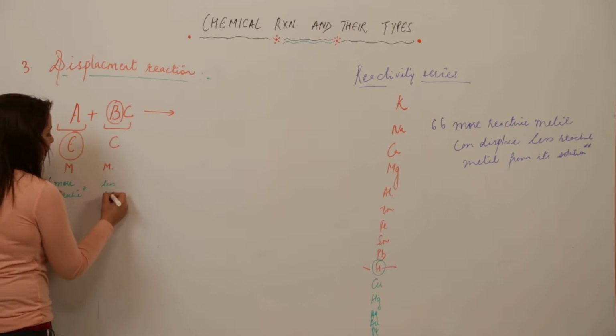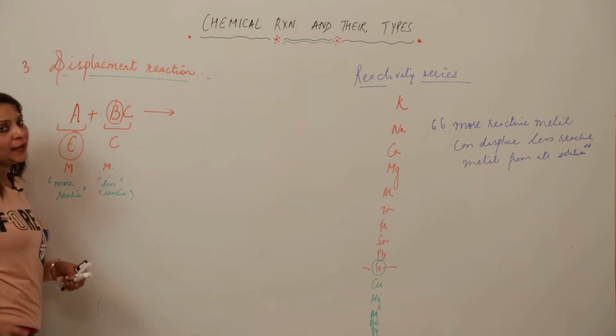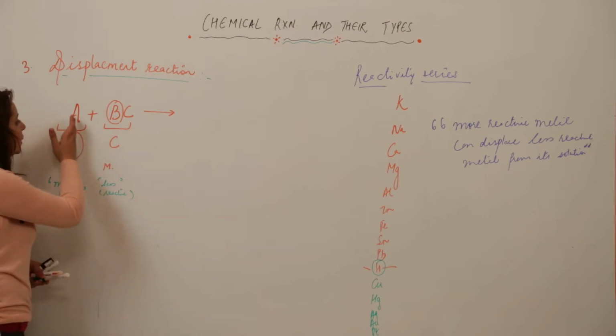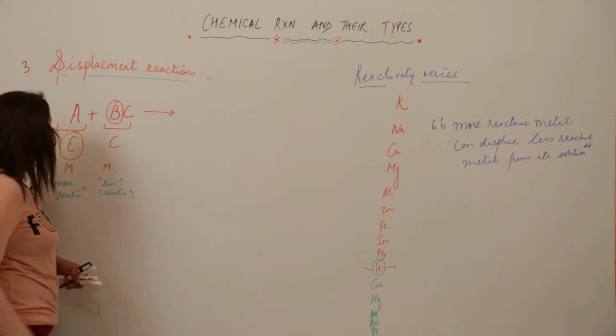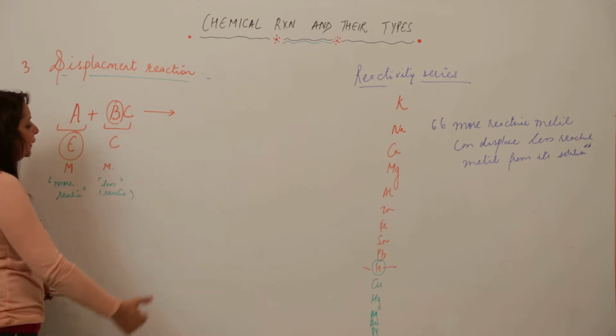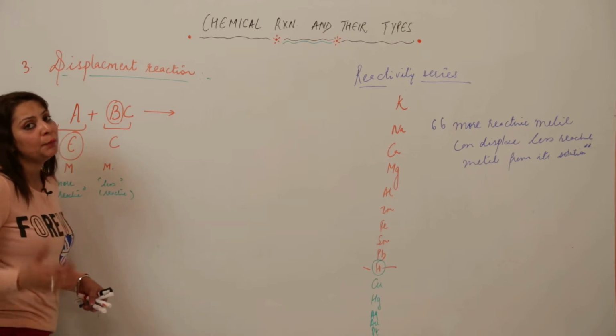So if this criteria is fulfilled, then only the reaction is going to happen. Otherwise, if the metal which is in the elemental state is the less reactive metal, and the element which is in the compound state is more reactive, then the reaction is not going to happen. Right.